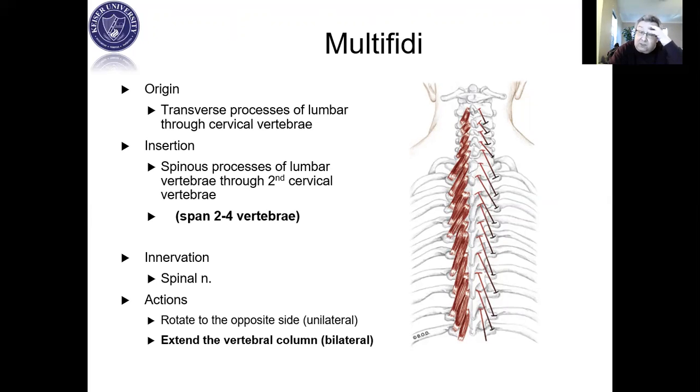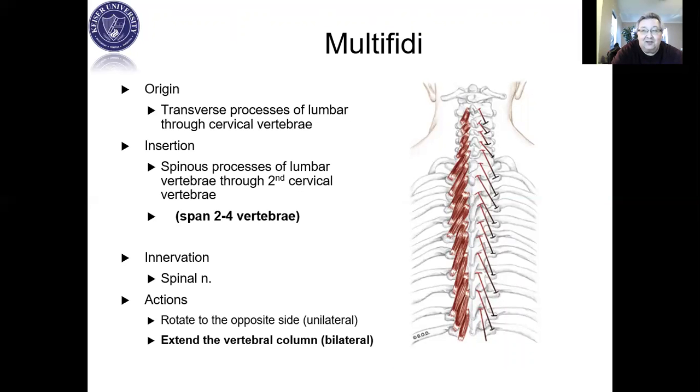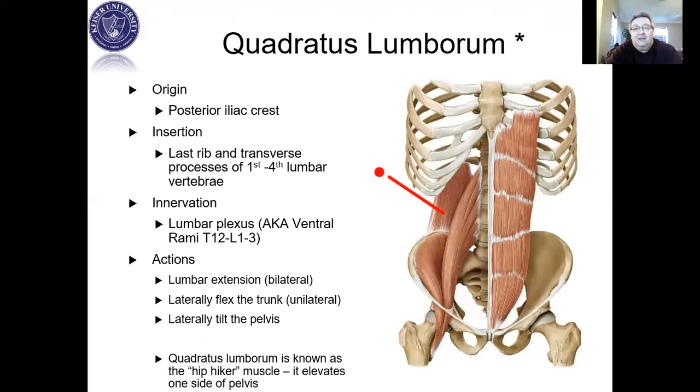Again, this is a muscle that I will not put on your exam. I just want you to know of it. All right, so when you hear multifidi, small muscles, they span 2 to 4 vertebrae, and they perform extension of the vertebral column. Going backwards, apologies. The next muscle is a really, really important muscle.